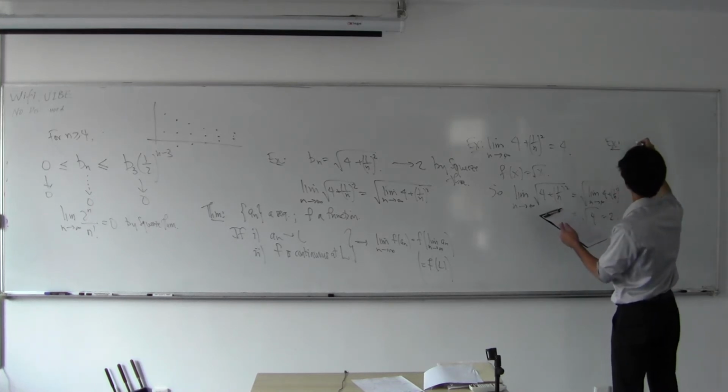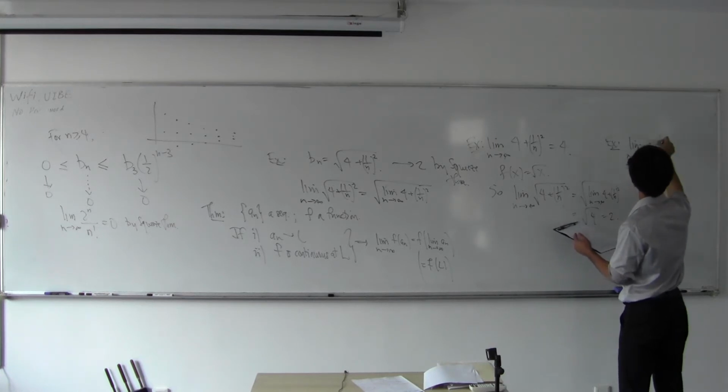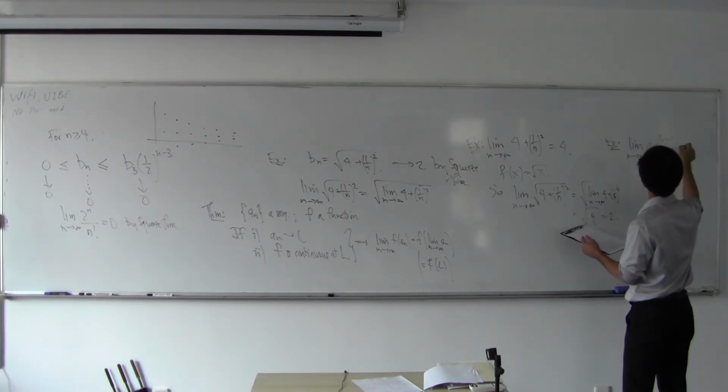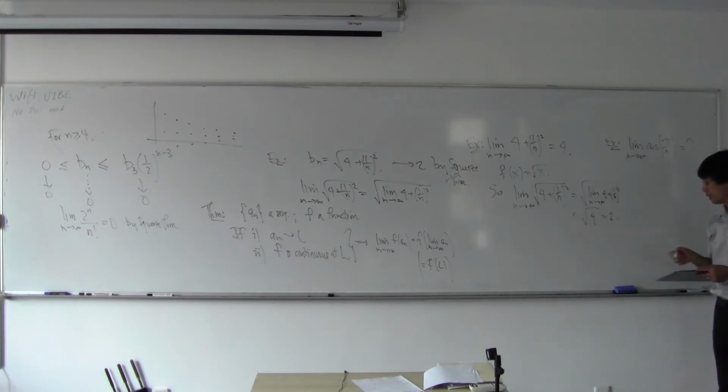if I say, what's the limit as n goes to infinity of cosine pi over n? What's the answer? I can slide it in. I'm going to get the cosine of 0, so that's 1. You can slide the limit through and say, I'm going to take the limit of pi over n as n goes to infinity, that's 0. So I get cosine of 0.